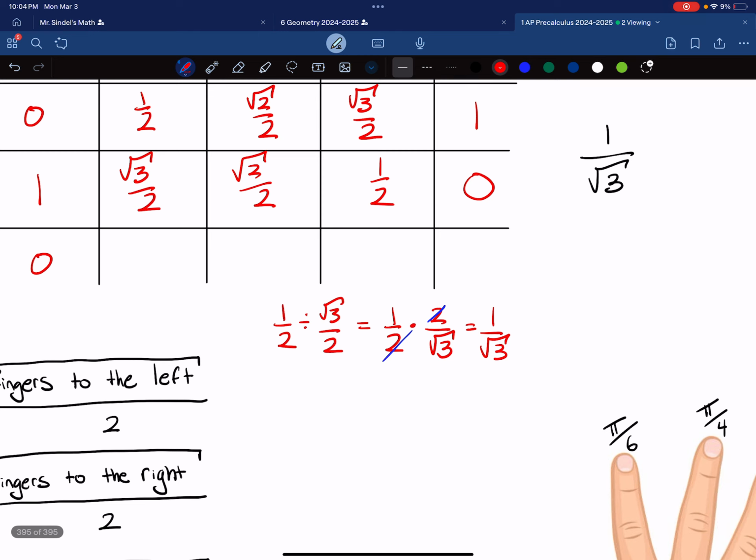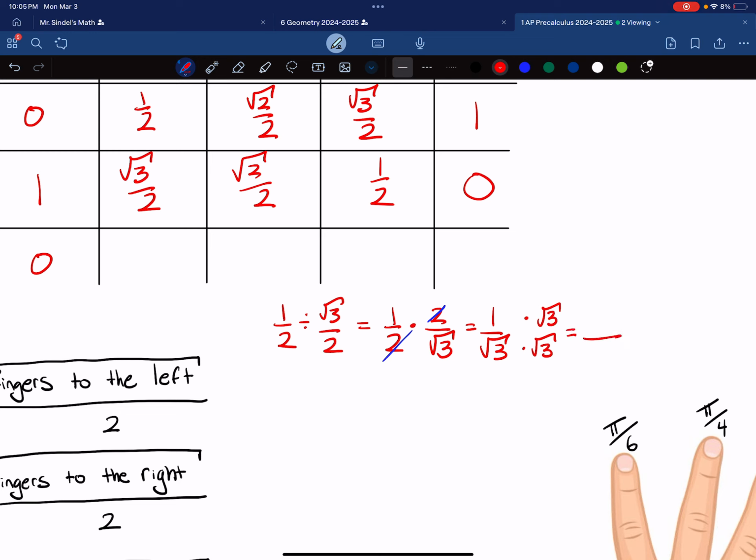You have to go a little bit farther, and I was going to talk about it up here. I guess I can talk about it right now. 1 over the square root of 3 is the same thing as, well, I need to get rid of the square root in the denominator. To rationalize the denominator, I'm going to multiply the denominator by the square root of 3, and therefore I'm forced to multiply the numerator by the square root of 3 as well.